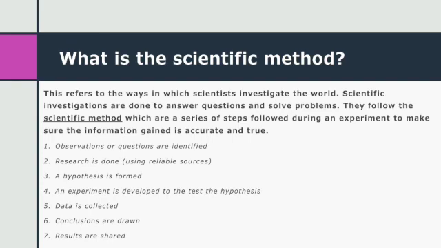What are the steps? Step 1 is to identify observations or questions. 2, do some research using reliable resources. 3, forming a hypothesis. 4, developing an experiment to test the hypothesis. 5, collecting data. 6, drawing conclusions. And then 7, sharing out results.